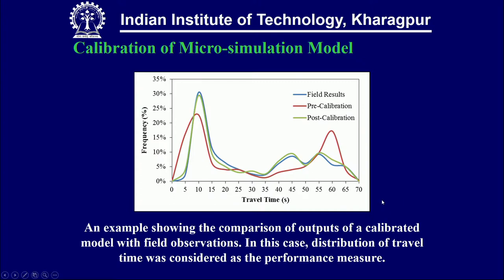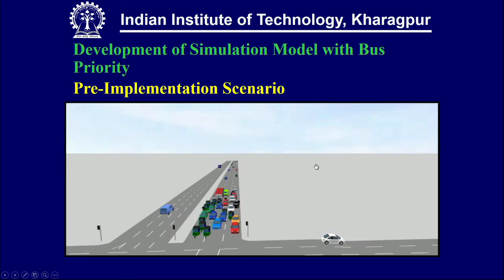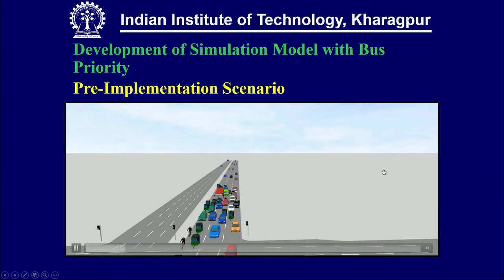Of course, this is not a normal distribution, it is mostly a bimodal or multimodal distribution, so we cannot go for normal distribution tests, but we did some non-parametric tests to understand whether the distributions are statistically similar or different. Once we found that it is different, we identified several parameters and optimized them iteratively, and found that the calibrated model is now well matching with the field conditions. This is just an example of the pre-implementation scenario, where you can see the bus is stuck in the traffic, and it takes time to access the bus stop and clear the queue.